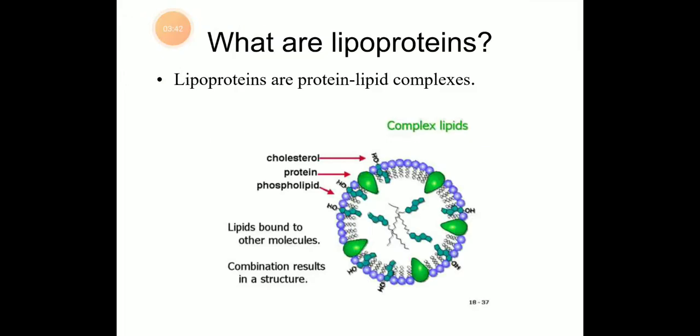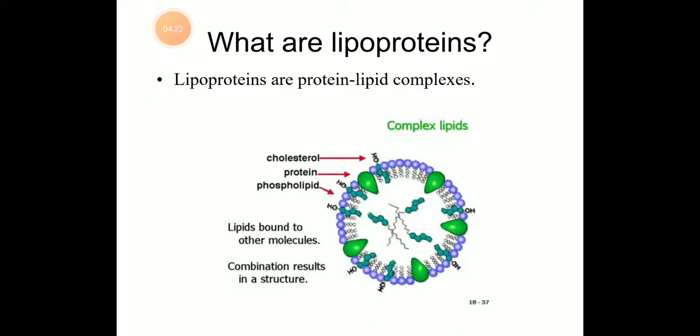So what are lipoproteins? Lipoproteins are protein-lipid complexes. Now in the structure we are seeing that there are some lipids which are bound to other molecules. Combination results in a structure. These are basically a complex lipid. The cholesterol is there. This is the protein, and the phospholipid is this one. So all these things are helping to form a proper structure of lipoprotein.